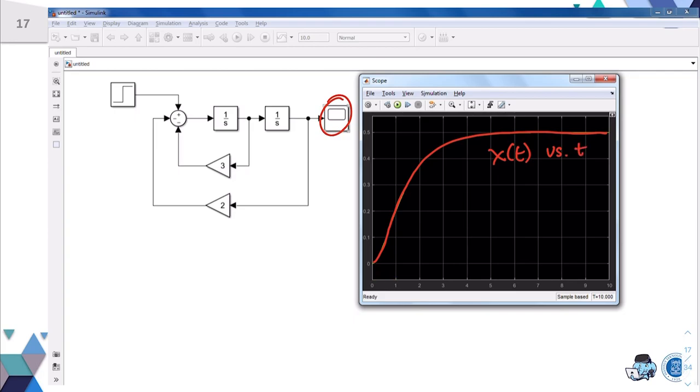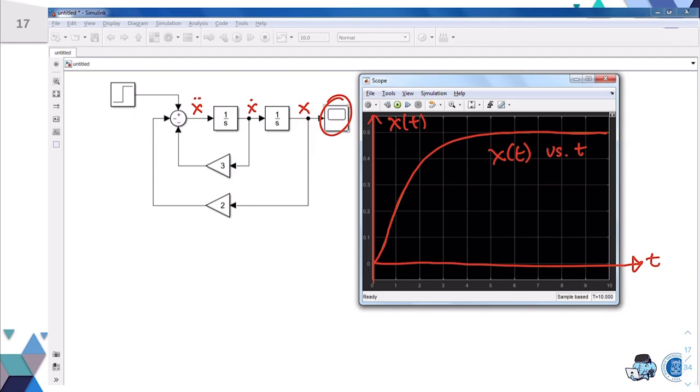This one is the axis of time, this is t. And this one, the vertical axis, is the x(t), because our scope is connected to x, not to x dot, neither to x double dot.